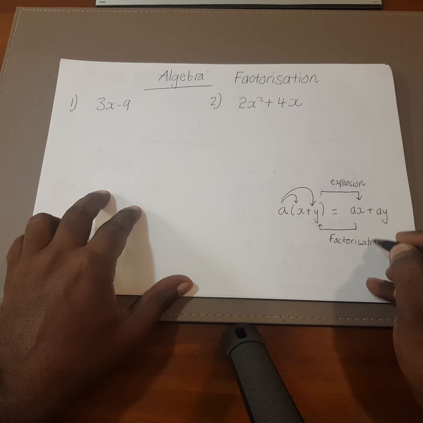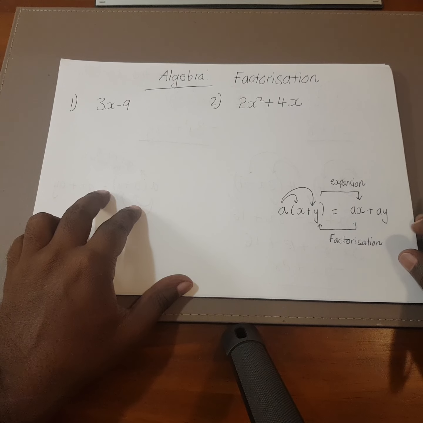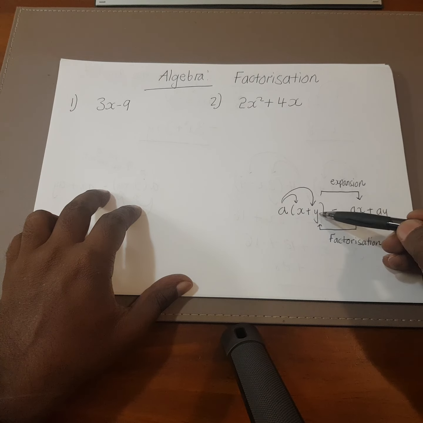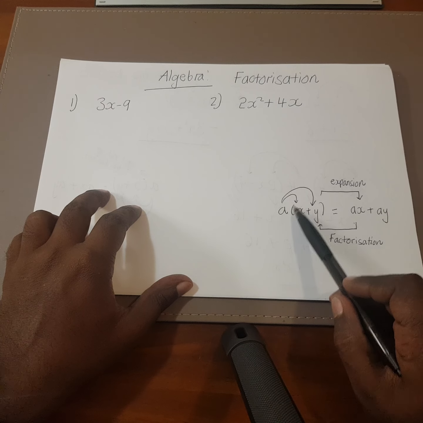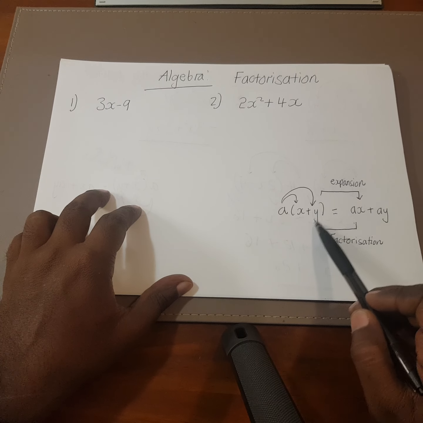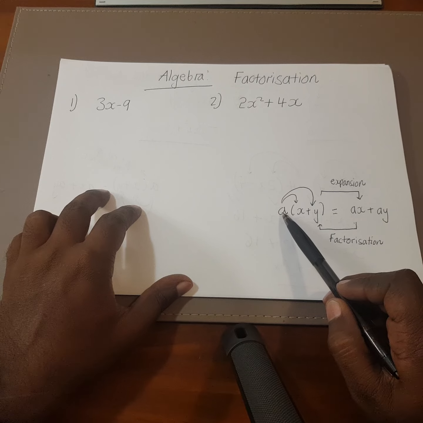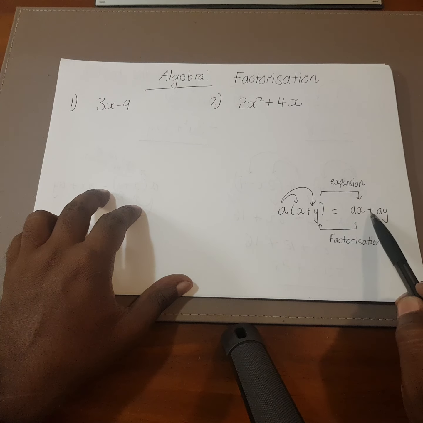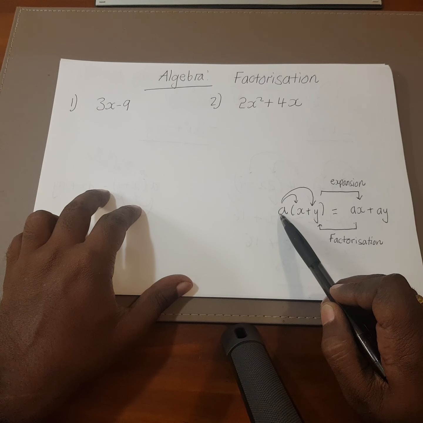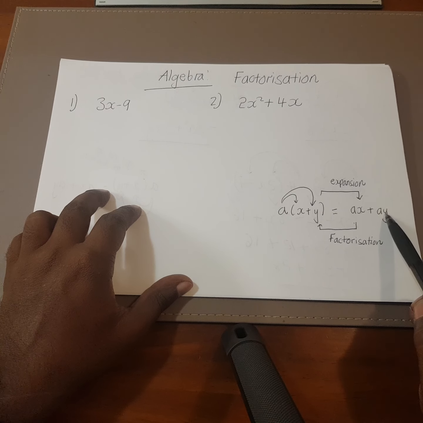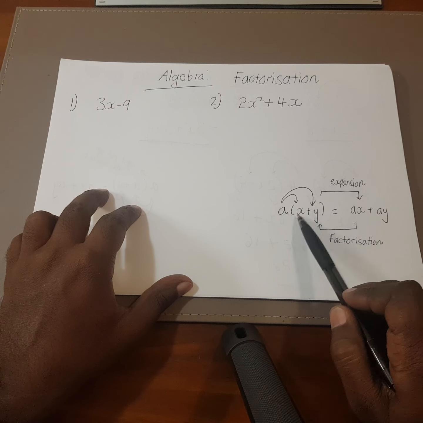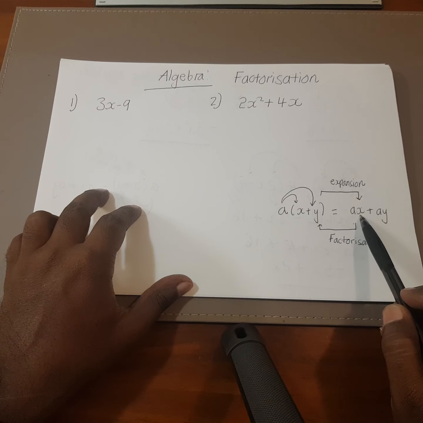So one thing you need to remember is, like I said in the previous section, that when you're expanding, what's happening is you are getting rid of the bracket. So if you look at a, open brackets, x + y, close brackets, you're multiplying a by x, which is ax, and then you've got a plus, which is plus here, and a times y, that becomes ay. So you can see from here, we're removing the brackets, and that becomes an expansion.